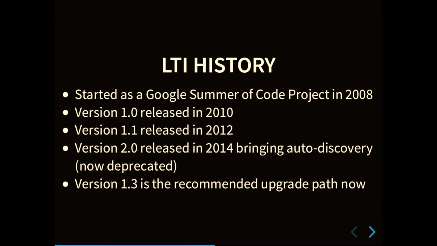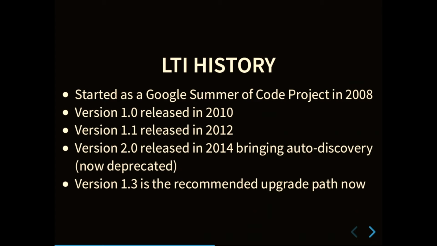So a little bit of history about LTI. Well, it started off as a Google Summer of Code project in 2008. The Google Summer of Code gives funding for different open source projects, normally student-led. And then it was picked up by IMS Global, who released version 1 in 2010. Two years later, they came out with version 1.1. Now, the main difference between version 1 and version 1.1 is that they added something called the Basic Outcome Service, which allows you to pass grades from the external tool back to the learning management system if you wanted to, so they can be stored in the grade center.